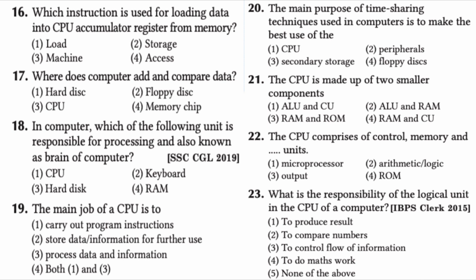Question 22. The CPU comprises of control, memory, and units. Here the correct answer is 2. Arithmetic logic. The CPU consists of the control unit, CU, memory unit, and arithmetic logic unit, ALU, each contributing to different aspects of computation.